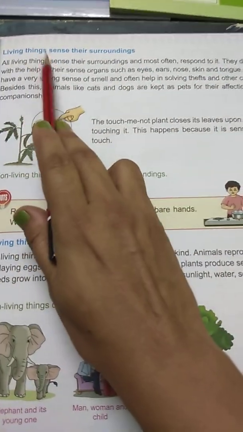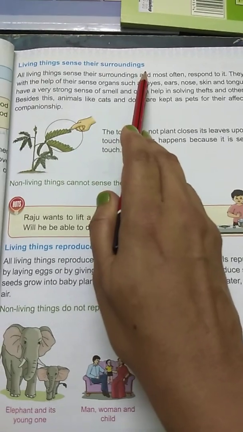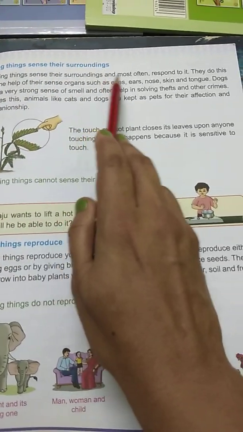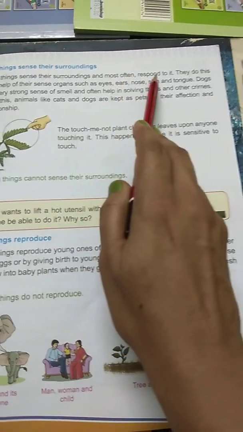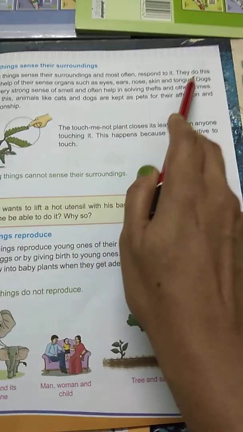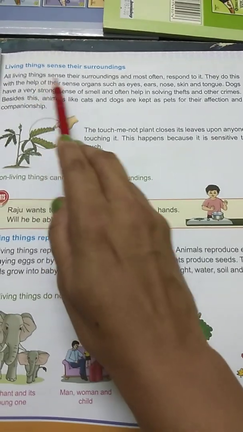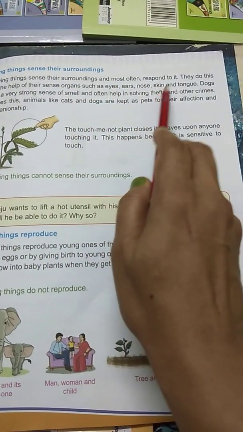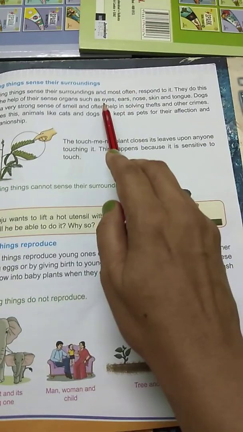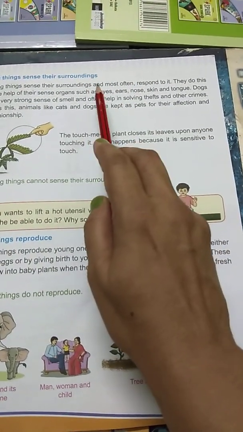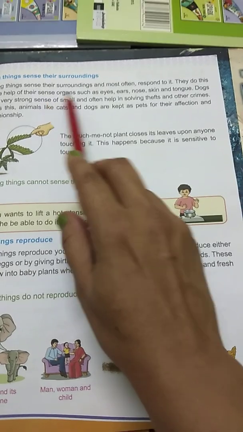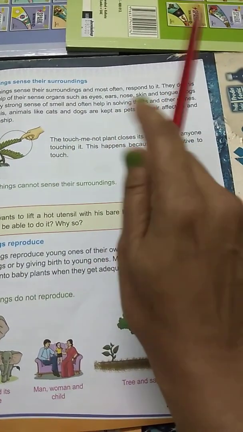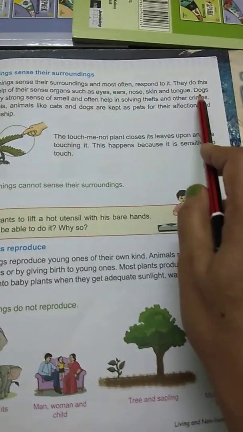Next point, living things sense their surroundings. All living things sense their surroundings and most often respond to it. They do this with the help of their sense organs such as eyes, ears, nose, skin and tongue. You have already studied the sense organs in the previous classes: eyes, ears, nose, skin and tongue, the five sense organs.